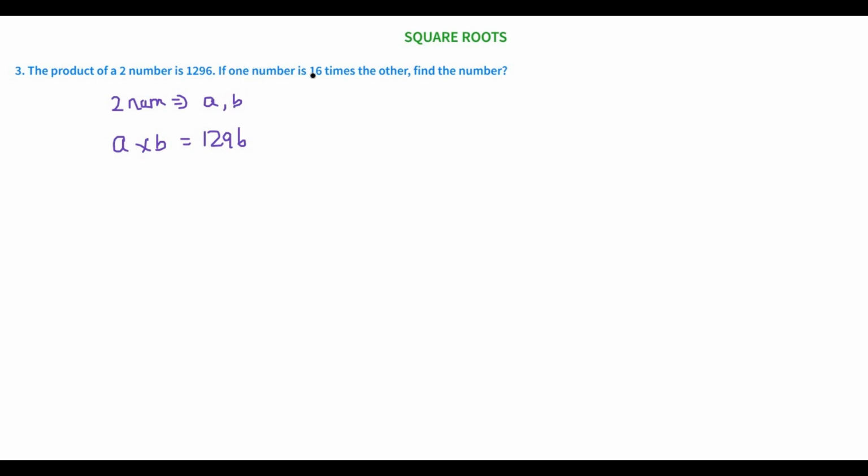If one number is 16 times the other, so A equals 16 times B, and B equals B. You can take it in either way. You can keep A as A and take B as 16 times A. Any way you can do it. So I have taken A as 16 times B and B as B itself.